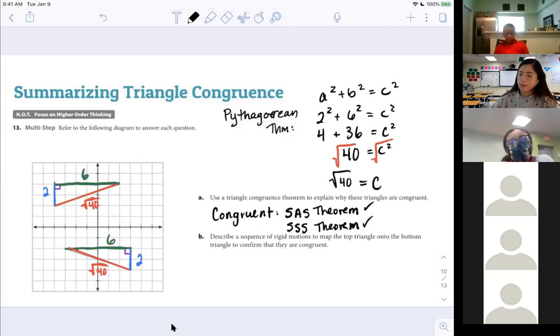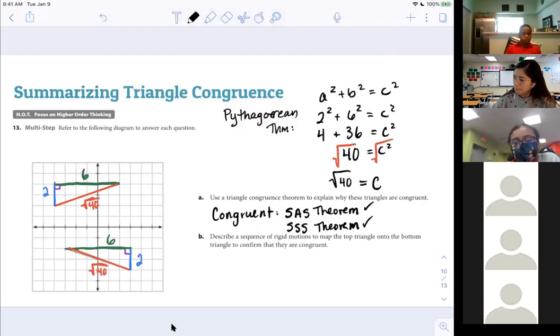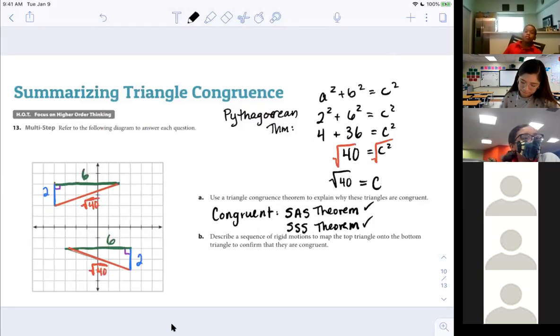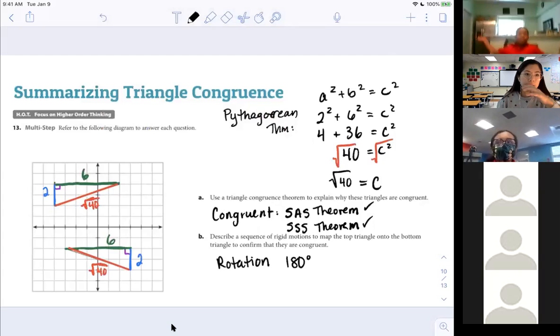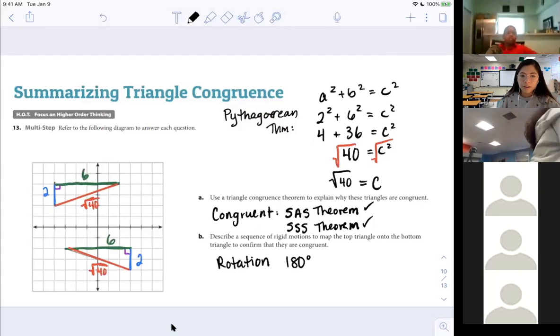B, can you read B for us, Tyrone? Describe a sequence of rigid motions to map the top triangle onto the bottom triangle to confirm that they are congruent. Rotation. What type of rotation? 180. Perfect. This is a 180-degree rotation around the origin.